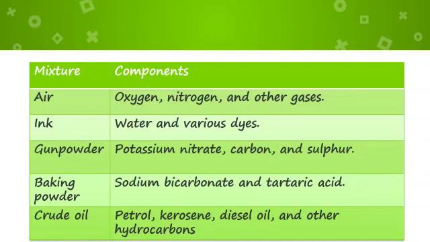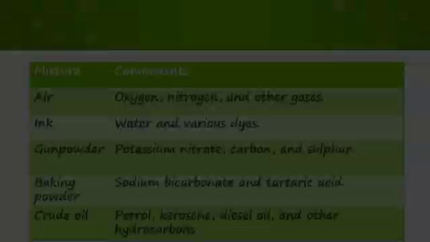Talking about baking powder, which we use quite often while baking, do you know it's a mixture of sodium bicarbonate and tartaric acid? These are some very simple examples you should know. And crude oil is a mixture of different oils like petrol, kerosene, diesel, and other hydrocarbons. These are very basic examples that you should understand as a chemist.